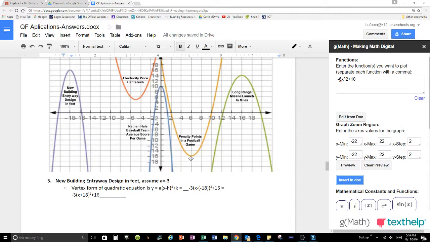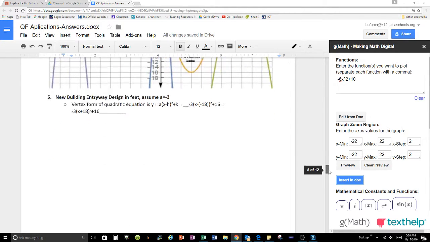And let's find our h and k. So we go to the vertex and see what is the value of x and y for our vertex, which will be our h and k. So our x value here is 6, our y value is minus 16. So h is 6, and k is minus 16. So let's go plug and chug for the penalty points in a football game.